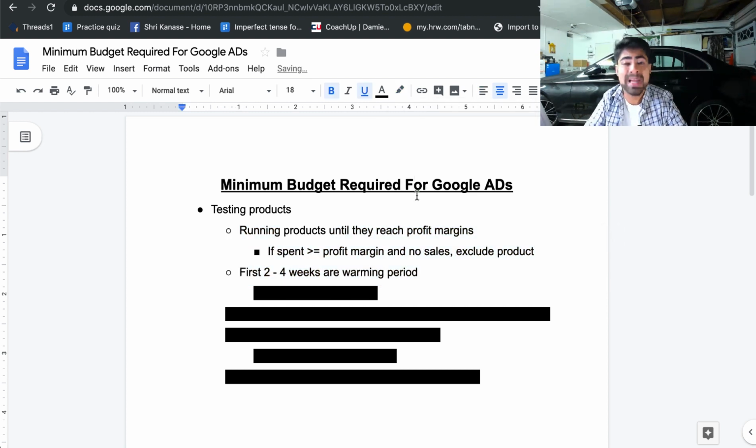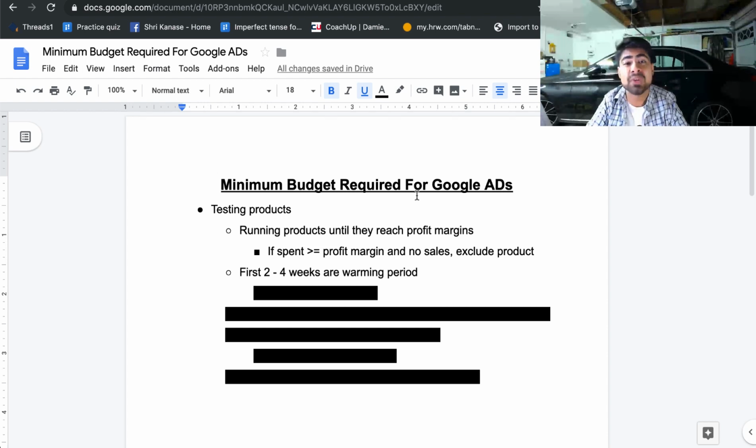So as for the testing, we basically run each product inside this general campaign until it reaches its profit margin. So this is the same exact strategy that you would use for Facebook ads, basically running those ad sets until they reach their profit margins and then shutting them out. With Google, we're basically waiting until all of the profit margin for a specific product is spent, and if there are no sales for that specific product even after this amount has been spent, we basically do something called excluding the product. We exclude that product from the general testing campaign.